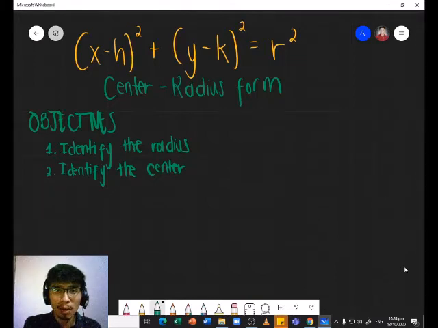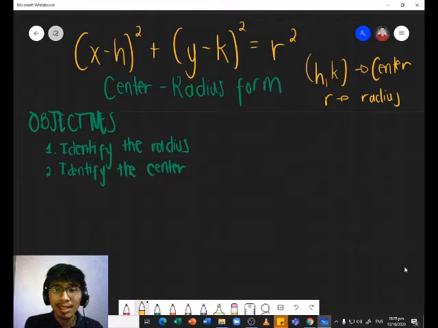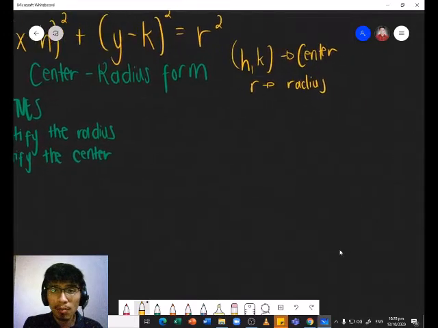If you still remember in my previous video, we derived this center radius form, the quantity of x minus h squared plus the quantity of y minus k squared is equal to r squared, where h and k here are the center. Again, in this center radius form of a circle, h and k is the center of our circle, where r is the radius. So let's try to understand it more. How are we going to really solve this one out?